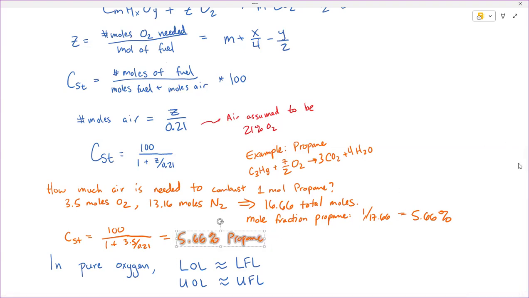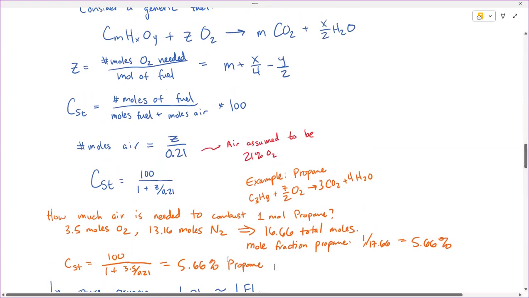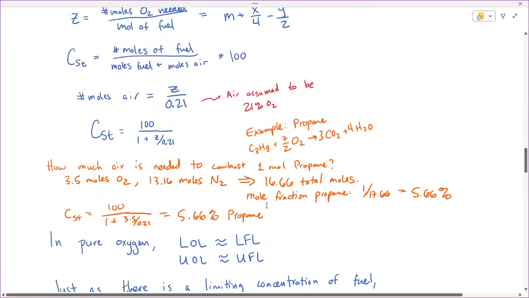And let's just say we were living in a universe where nobody had studied propane. Obviously, that's not true for our universe. But if I didn't know what propane's LFL and UFL were, and I wanted to estimate it, I would plug it into this equation. So I'd multiply 0.55 times the stoichiometric concentration. That would estimate the LFL for me. You can actually do that and plug it in and see how far off those estimates are.